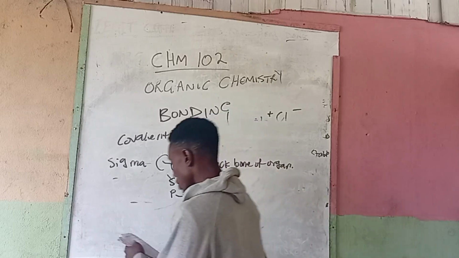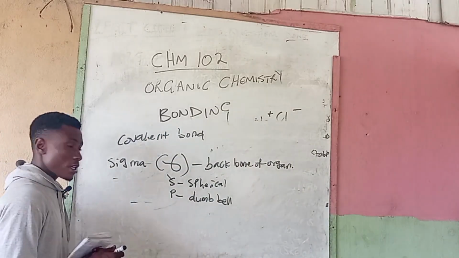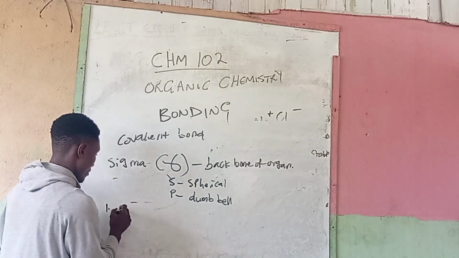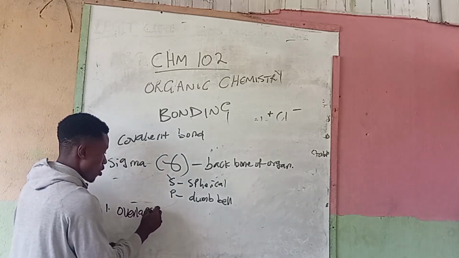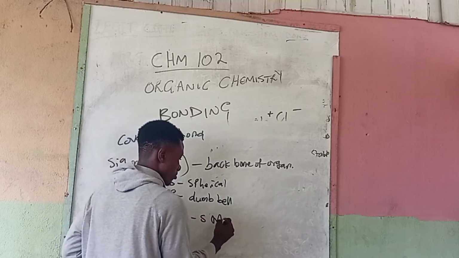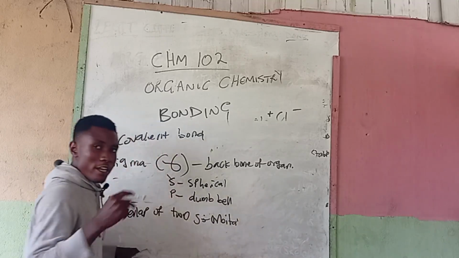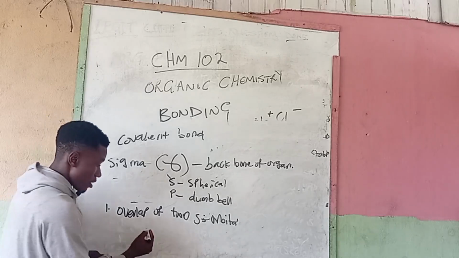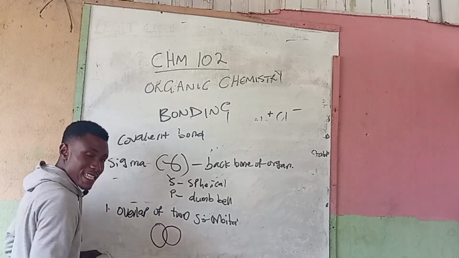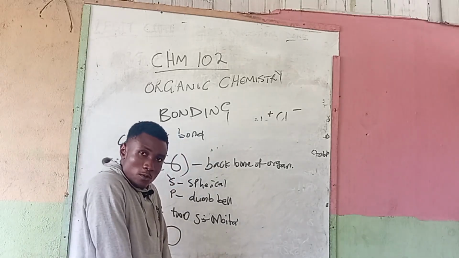So let's talk about each of them. Number 1, the formation of the sigma bond is the overlap of two s orbitals. Remember I said the shape of the s orbital is spherical, so we see spherical and spherical, but we say overlap. That means it is lapping. Imagine when you enter a bus and you say someone should lap you, the person is sitting on your lap. That is what is known as overlap.